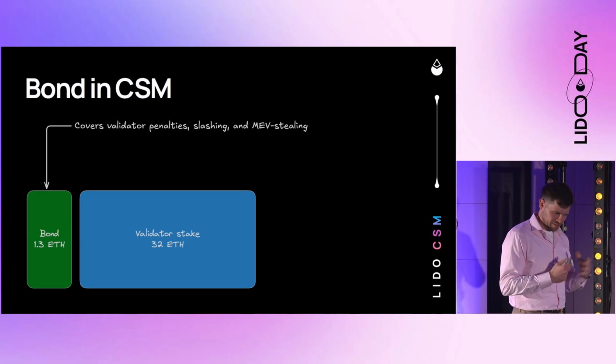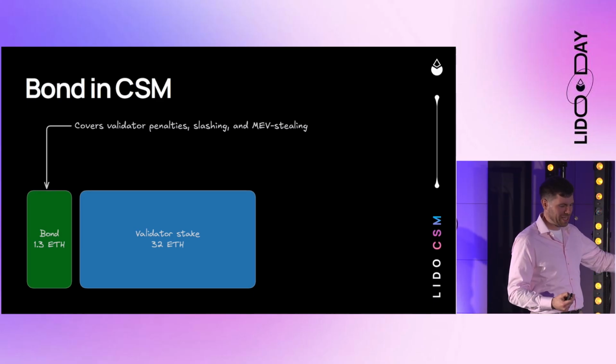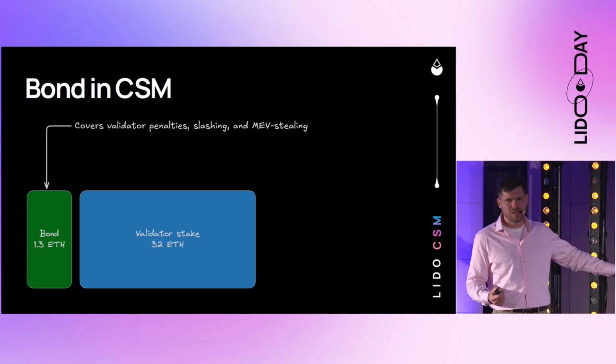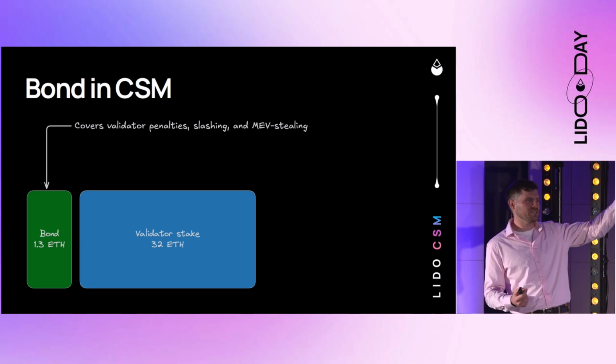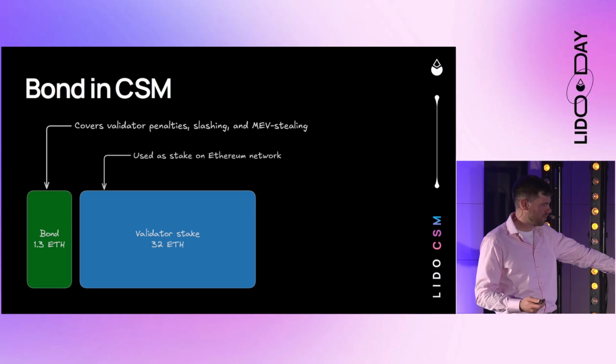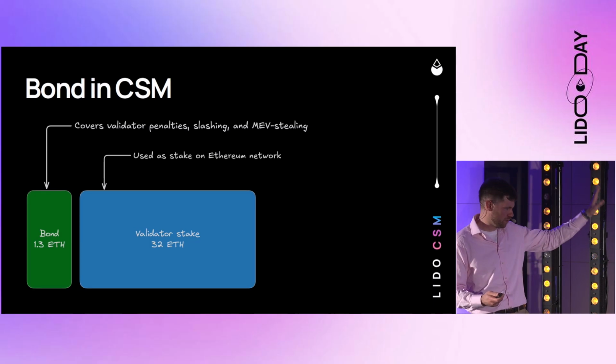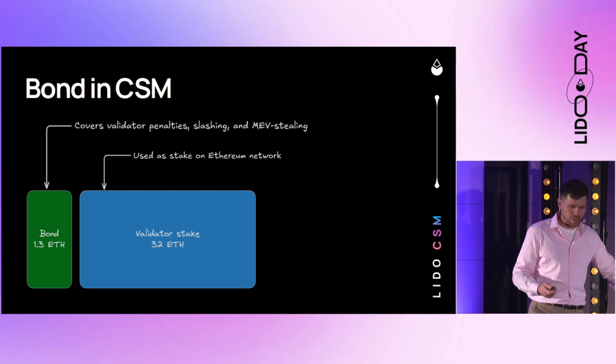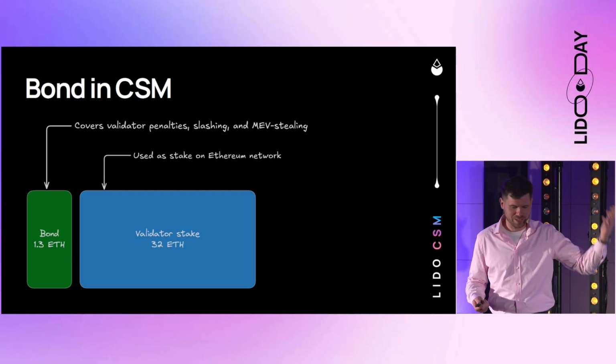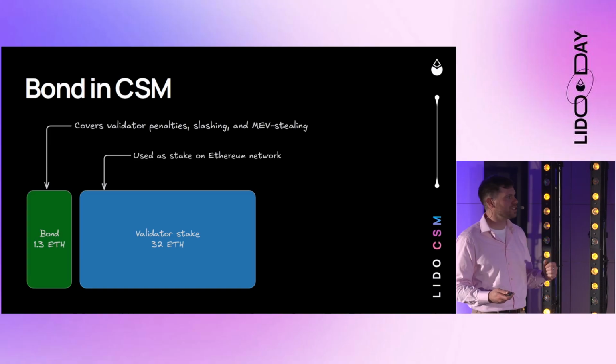So first, again, to understand how it's used. It's used to cover slashing, offline penalties, potential MEV stealing, while the validator stake provided by the protocol is used as a stake in the network. Just for those of you who are not aware what bond is, because I think about it every day, so why not rewind it for you who are not doing it every day.